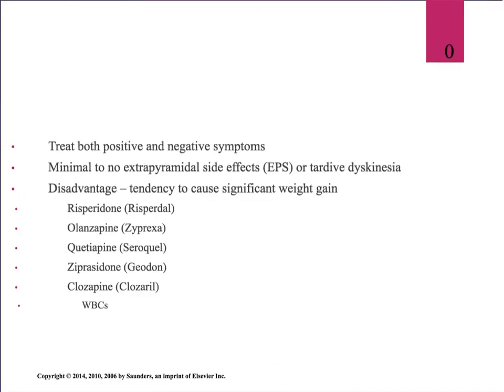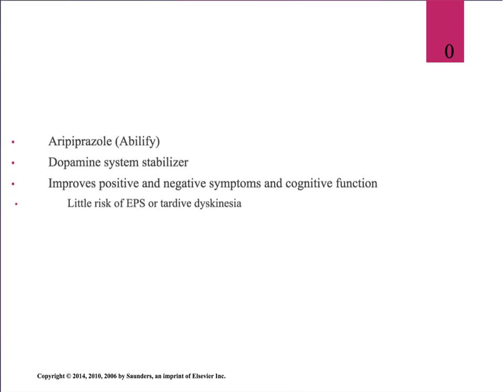Your second generation are going to treat both the positive and the negative symptoms. And again, if the extrapyramidal effects or the tardive dyskinesia is an issue, you might want to move towards the second generation. Of course, some of the disadvantages, and one of those is the weight gain. And then here's some of the medications listed here. And then we have our third generation antipsychotic, and this is that dopamine stabilizer, Abilify, and it improves both positive, negative, and also cognitive function.